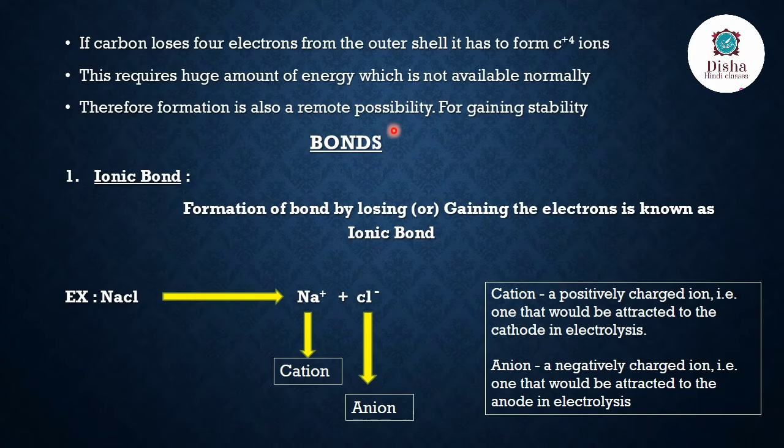Now we'll discuss about bonds. First one is ionic bond. Formation of bond by losing or gaining the electrons is known as ionic bond. For example, NaCl gives rise to Na+ and Cl-. Na+ is cation, Cl- is anion. Cation is a positively charged ion, anion is a negatively charged ion.